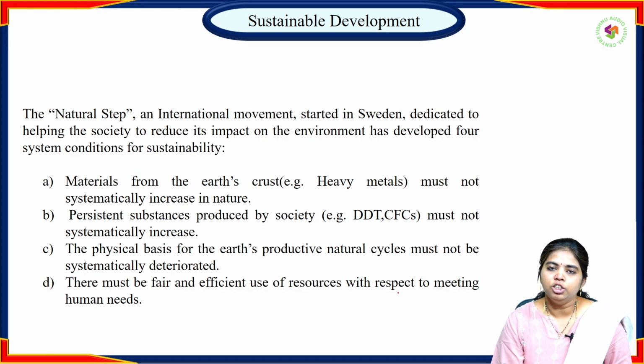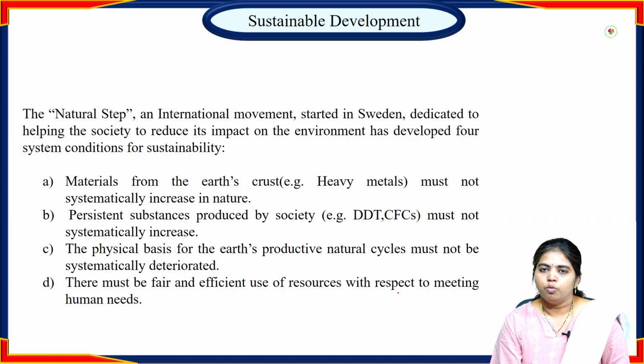The first condition is about the materials from the earth's surface, the earth's crust. Materials that are available in the earth's crust, such as heavy metals, must not be systematically increased in nature. Heavy metals which are taken from the earth's crust should not increase systematically.